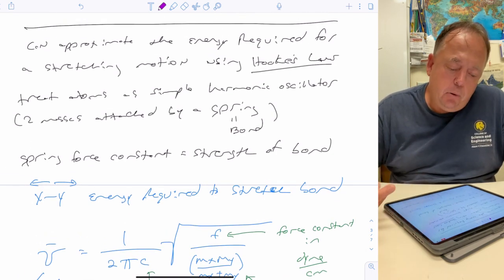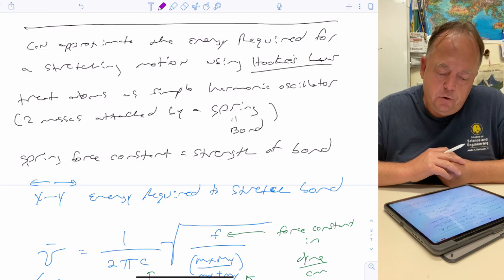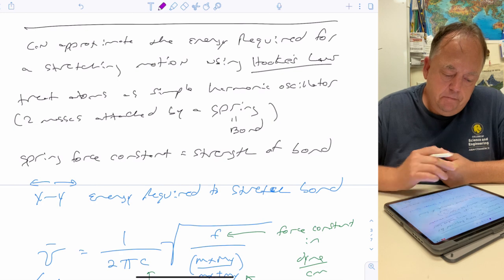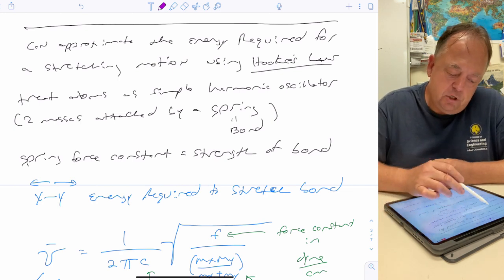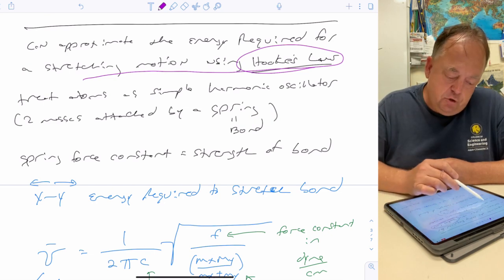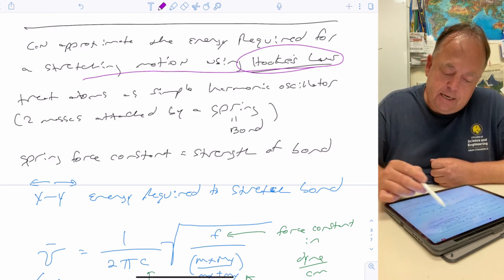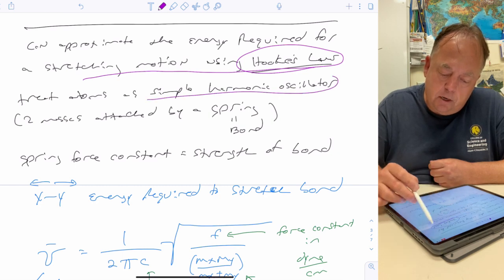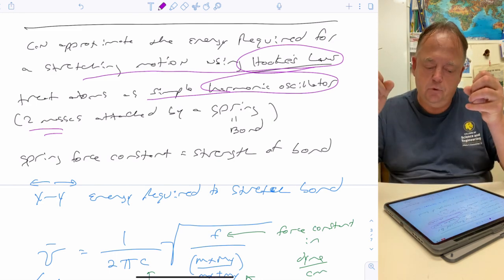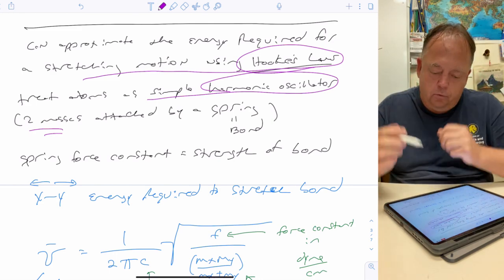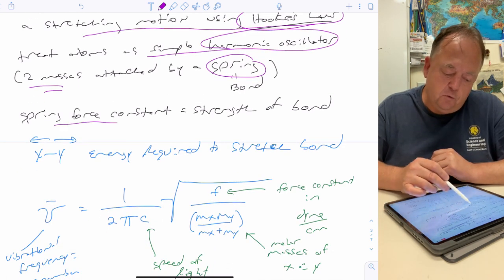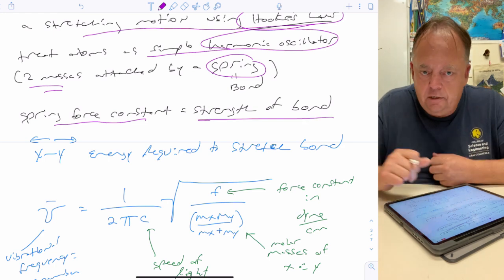Okay, so you can approximate the energy. So if you had a molecule, you could calculate what the spectrum should look like. You can approximate what the stretching motion should look like using Hooke's law from physics. In this case, you treat atoms attached to each other as a simple harmonic oscillator, where you basically have two masses. That would be the two atoms attached to each other, and the bond would be represented as a spring.